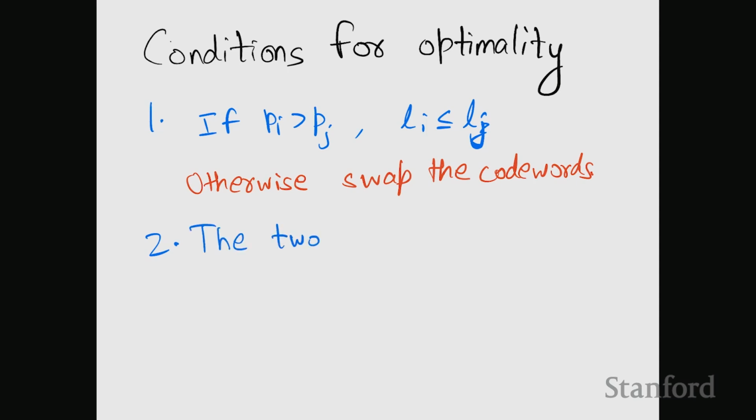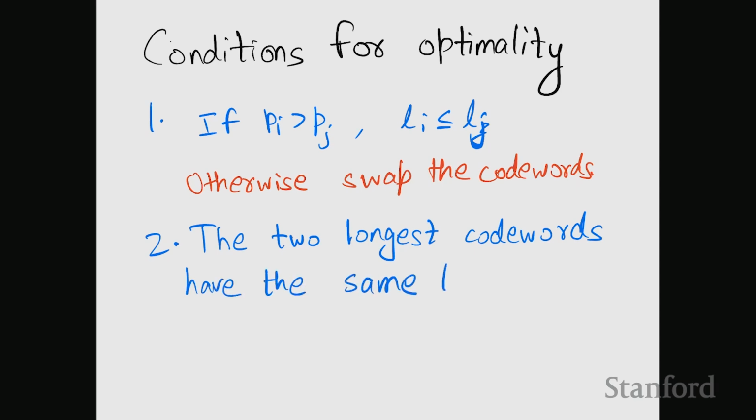The two longest code words have the same length. This one we have not seen before. Can anybody... let me draw a code, and then we'll see what I mean here. Right. So basically it's this guy and this guy, right? These are the two longest code words for this small code that I've drawn.